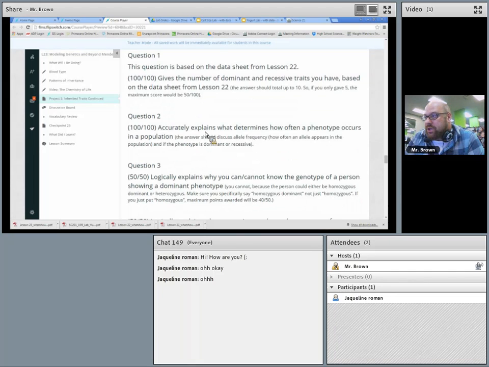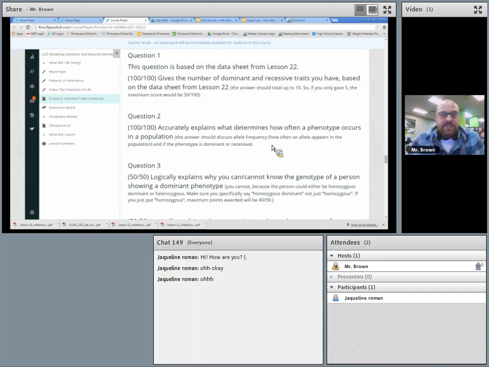What accurately explains what determines how often a phenotype occurs? A phenotype is a physical trait. So how often do brown eyes appear in the population? So how often the allele appears.